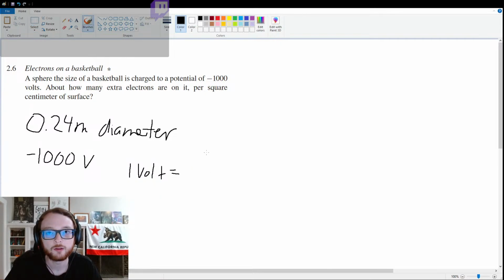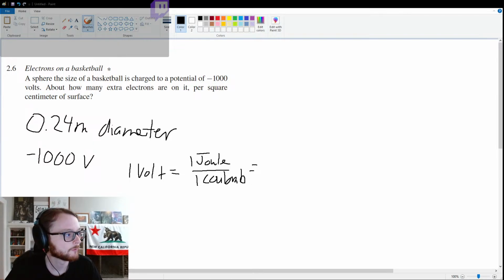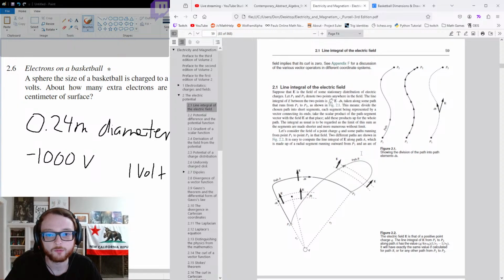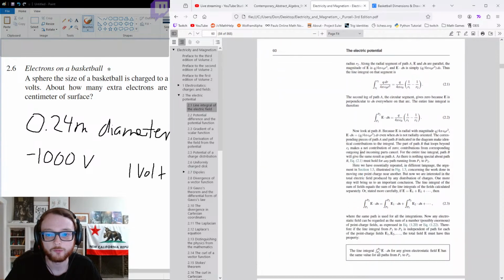A volt is a joule per coulomb. But I think it's also a coulomb per meter or something weird, isn't it? Like, there's two different, equivalent versions of the units for volts.